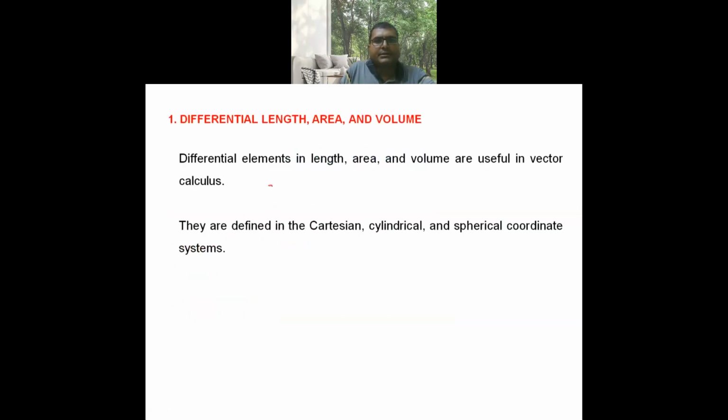The differential length, area and volume are represented by dl, ds and dv. These three parameters play a key role in vector calculus. They are calculated in Cartesian, cylindrical and spherical coordinate systems. But here in this class we are going to derive dl, ds and dv in Cartesian coordinate system only.